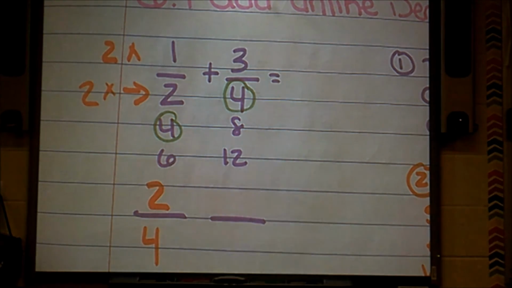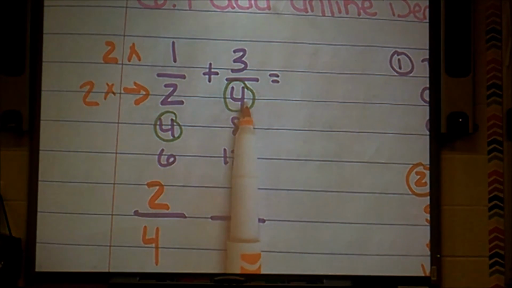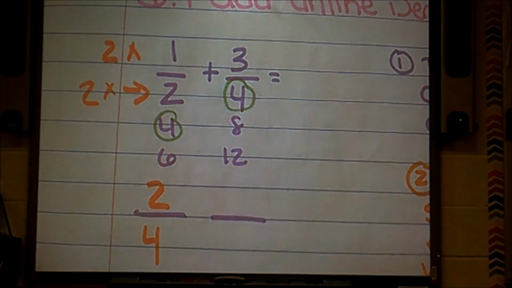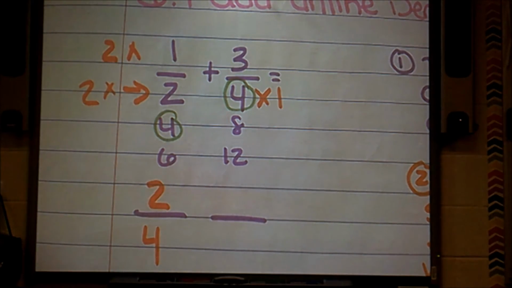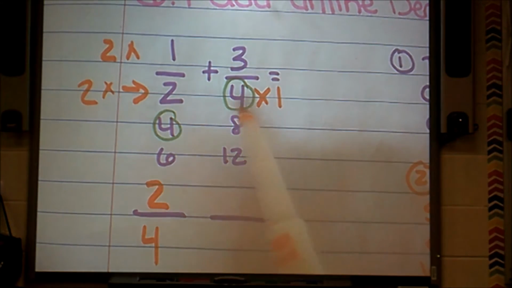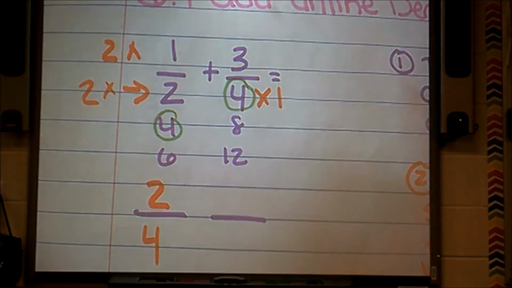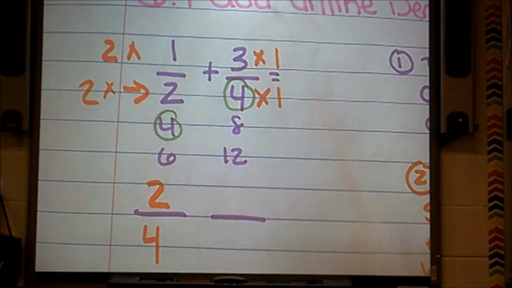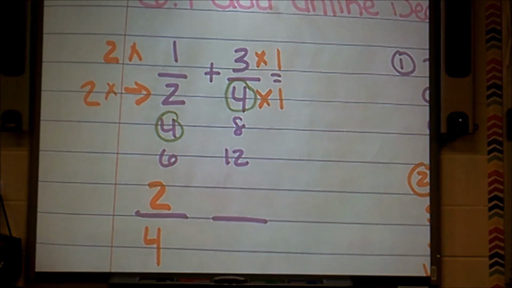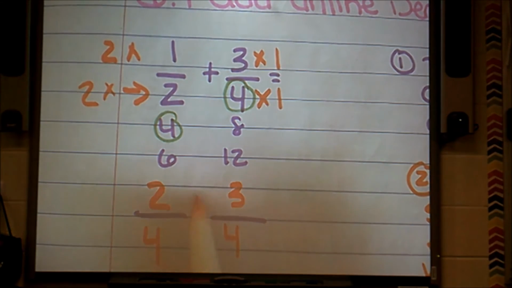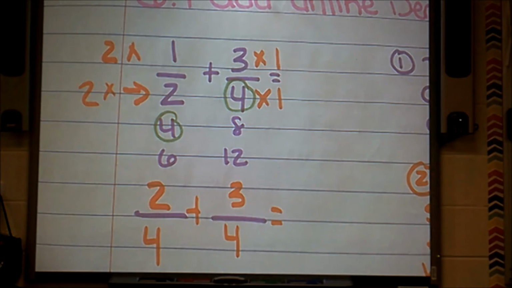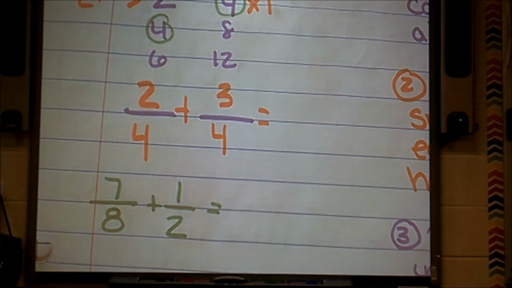Now I ask myself, how do I go from this 4 to a 4? What do I multiply to get from 4 to 4? Well, I multiply 4 times 1. What I do to the denominator, I also have to do to the numerator. So if I'm going to multiply my denominator times 1, I have to multiply my numerator times 1 as well. 3 times 1 is 3. 4 times 1 is 4. Now I have common denominators.